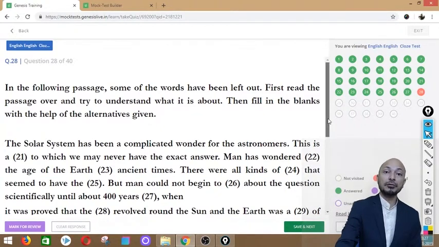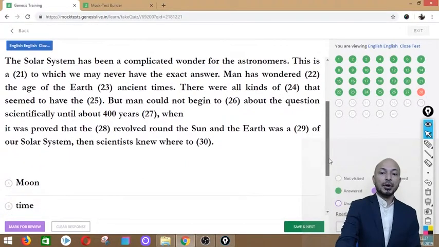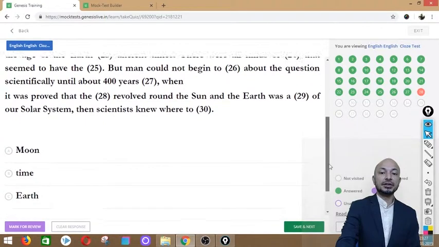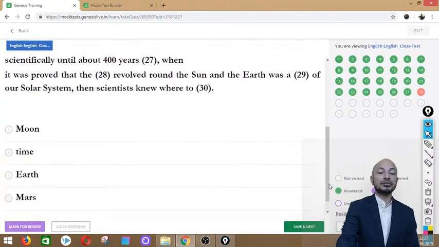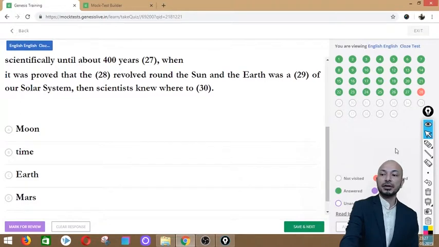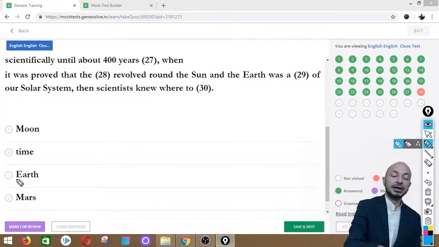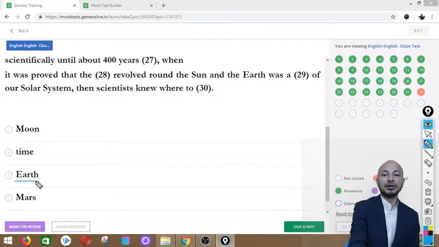So on to number 28, and it's from the same passage. We need to scroll down right till the end of the passage, until about 400 years ago, when it was proved that the dash revolved around the sun. Is it the moon revolved around the sun, the time revolved around the sun, the earth revolved around the sun, or the Mars revolved around the sun? It's going to be, of course, option C, which says the Earth revolved around the Sun. And we click option C.